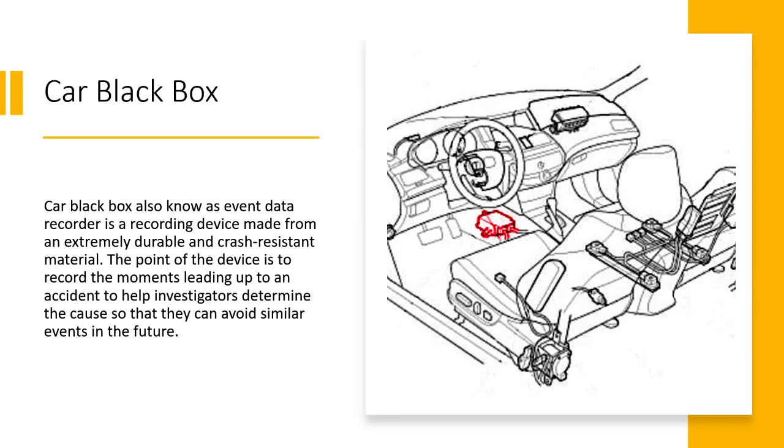Car black box, also known as event data recorder, is a recording device made from an extremely durable and crash-resistant material. The point of this device is to record the moments leading up to the accident to have the investigator determine the cause so they can avoid similar events in the future. Now I'm going to show the demo of the project.